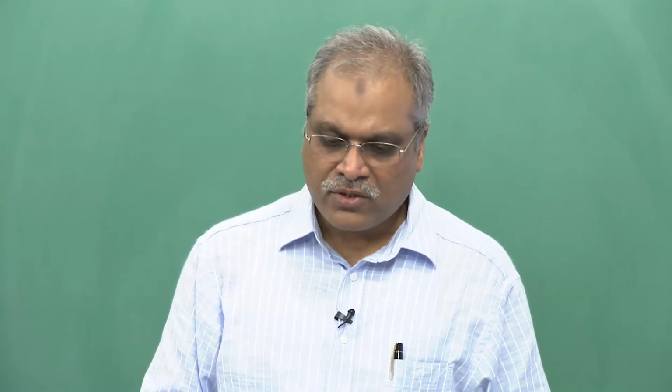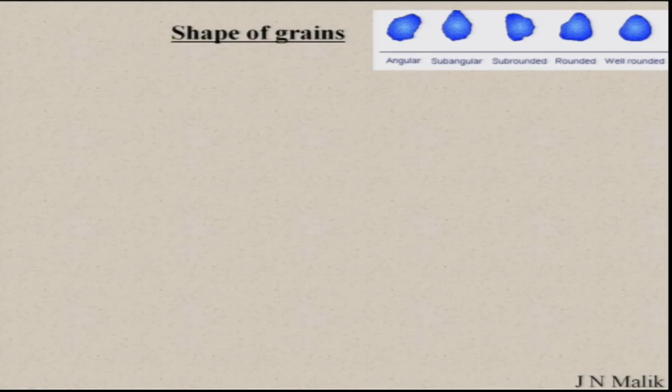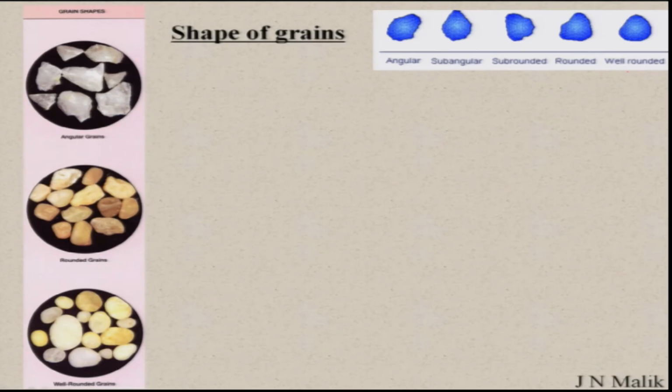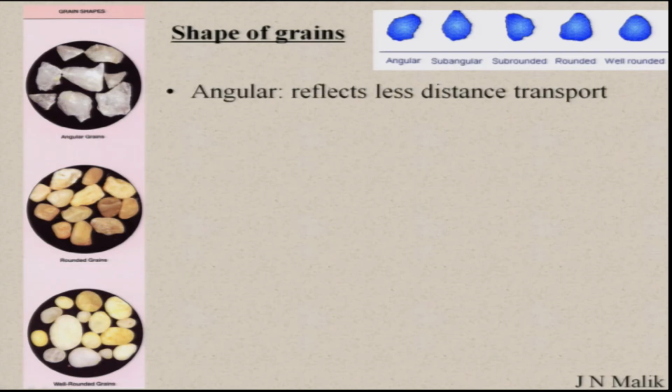Based on the shape we can say whether it is angular, subangular, subrounded, rounded or well rounded. This is again the classification given in terms of grain size and grain shape. Here we have angular grain shape, rounded, and well rounded. We can also call this one sub-rounded, but this is the well rounded one. Angular reflects less distance transport. You can easily make this out by looking at hand specimens of different types of sedimentary rocks.